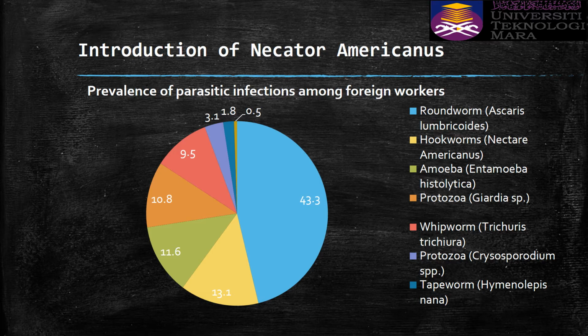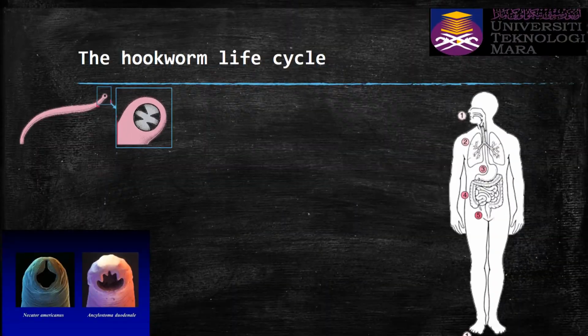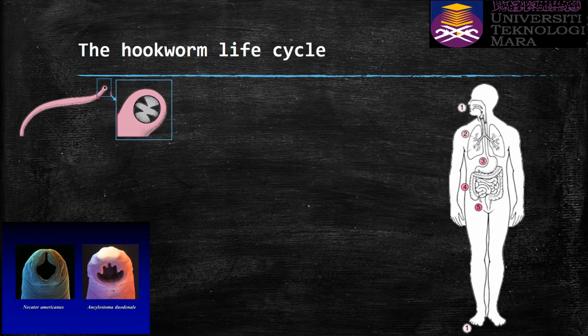High prevalence of infections with A. lumbricoides, 43.3%, was recorded, followed by hookworms 13.1%, E. histolytica 11.6%, Giardia 10.8%, T. trichiura 9.5%, Cryptosporidium 3.1%, H. nana 1.8% and E. vermicularis 0.5%. Those infected with A. lumbricoides may be asymptomatic or suffer from bloating and stomach ache, and if serious enough, the worms will be defecated.